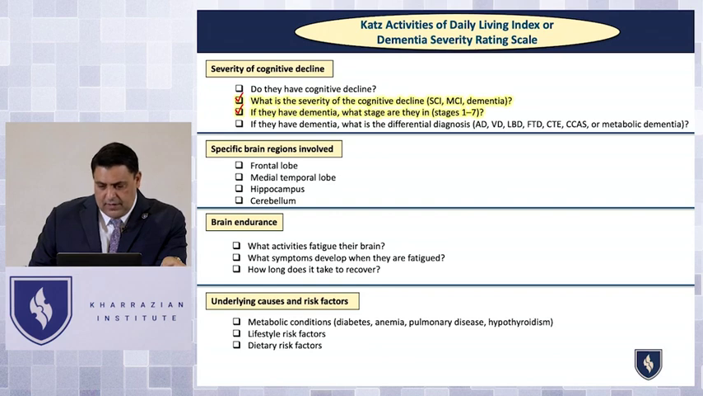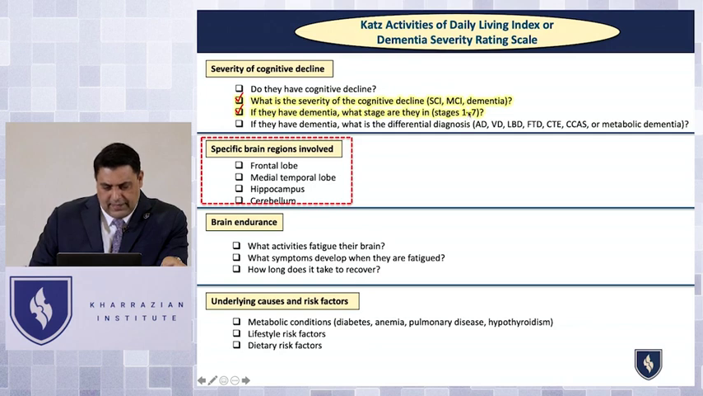Now, as you continue on through your evaluation, if they have dementia, what is the difference between all the different types of dementias? You're going to need to do a physical examination and history to figure that out. But as far as the forms go, using these two forms, you're starting to go through the checklist, and you have a couple of those important things answered. You also have determined if they have any cognitive decline.